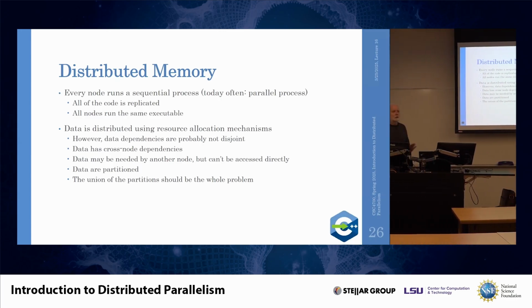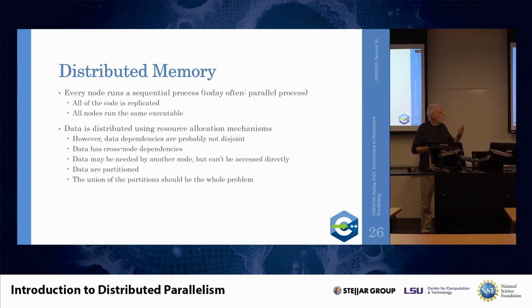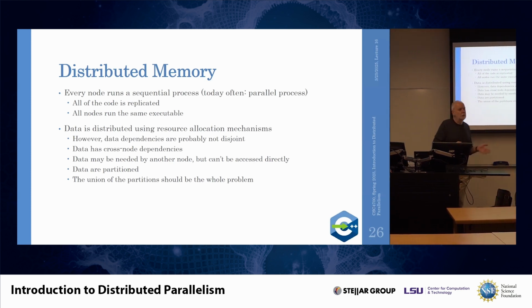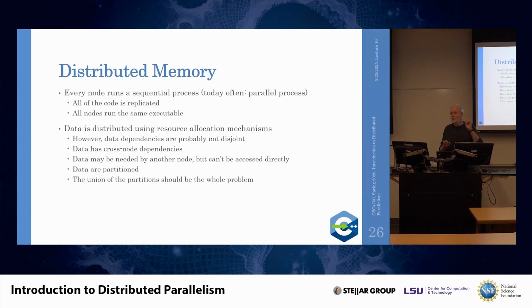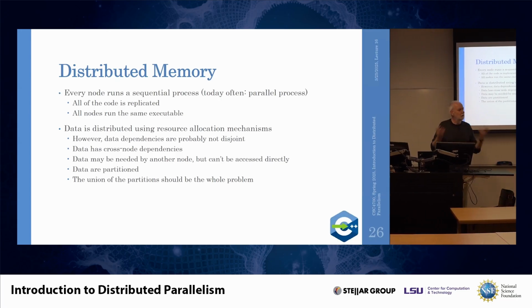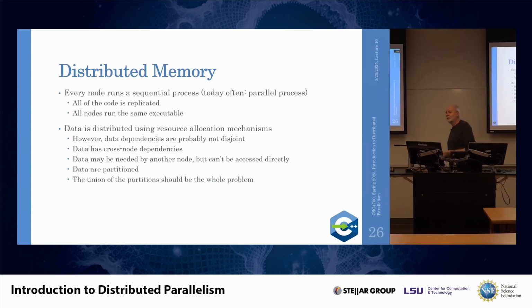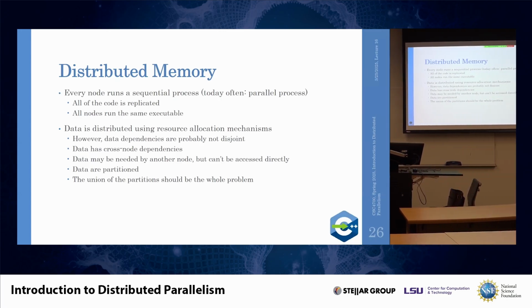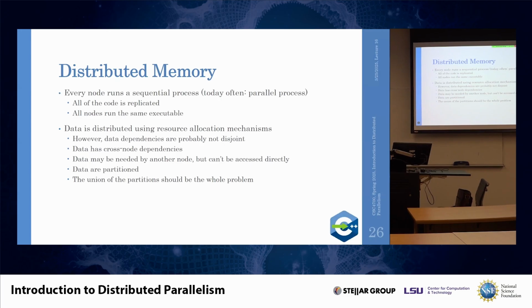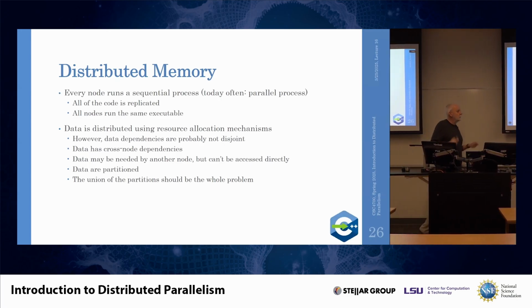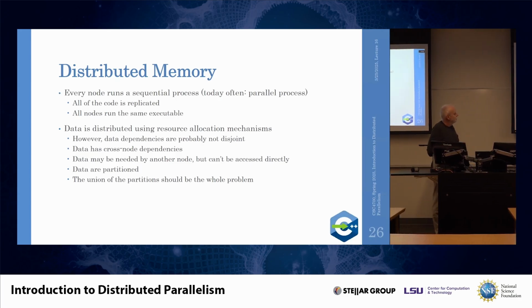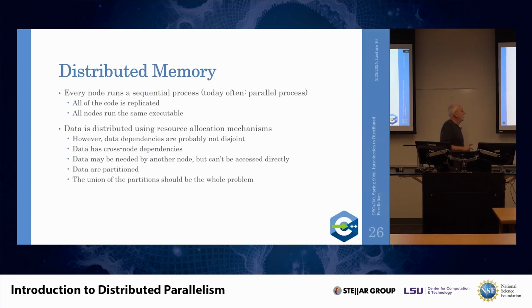So the model they usually use, they run not one process per node, but they run one process per core on the node. So if you have 128 cores, you run the same process 128 times on the same physical machine. And that avoids the multi-threading issues, because each of those processes is single-threaded. But originally, people were talking about sequential processes, where all of the code is replicated.